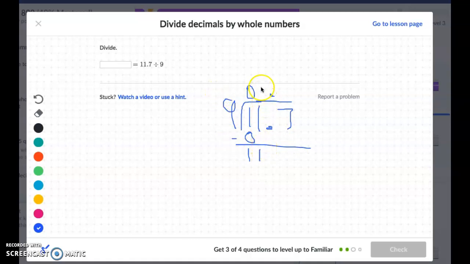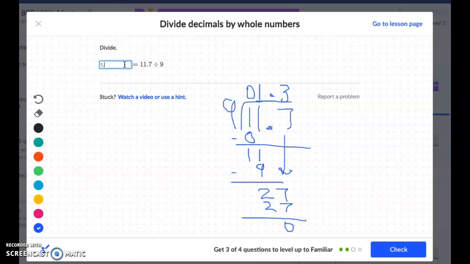9 fits into 11, 1 time. 1 times 9 is 9. Subtract, and I get 2. And then bring down my 7. Don't even worry about that decimal. 9 fits into 27 3 times. 3 times 9 is 27. And I get an answer of 0, and there's nothing left to bring down, so I know I'm done. 1.3.